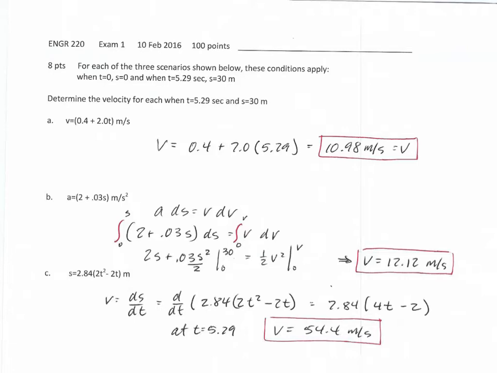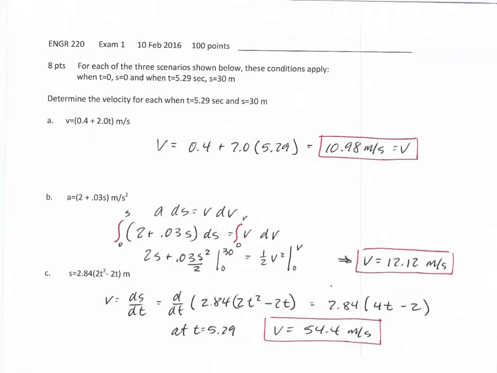Well, this first problem was just to see if we could do a little equation manipulation and try to come up with some answers. In all cases here, when t is equal to 5.29 seconds and s is equal to 30 meters, we wanted to find out the velocity. So in this one, all you had to do is just plug 5.29 into that equation.